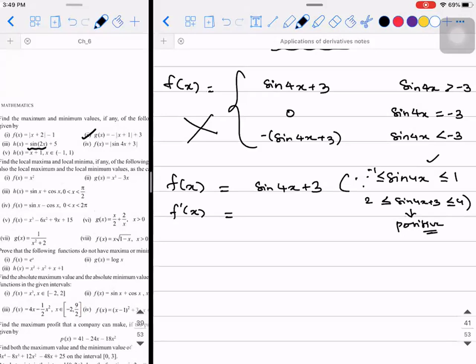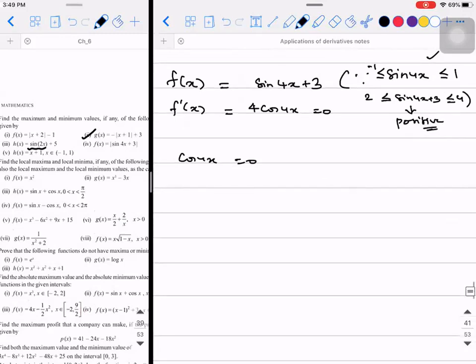So what is the f dash of x? Tell me. Fast. 4 cos 4x. So cos 4x is equal to 0. So 4x is equal to (2n minus 1) pi by 2, so x is equal to (2n minus 1) into pi by 8.